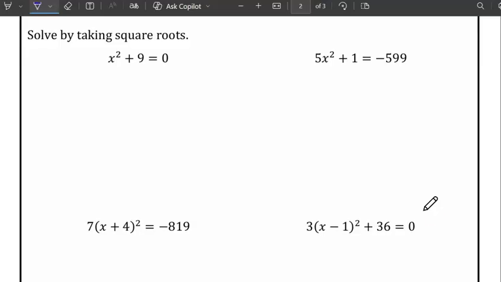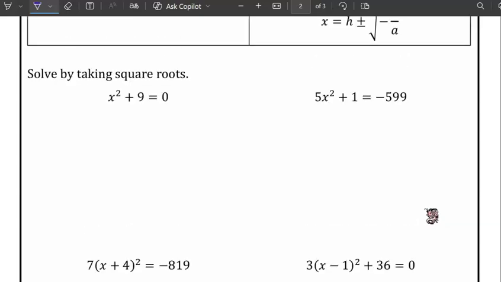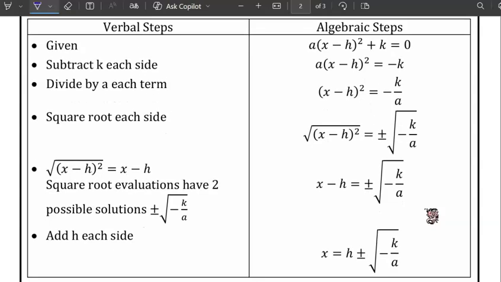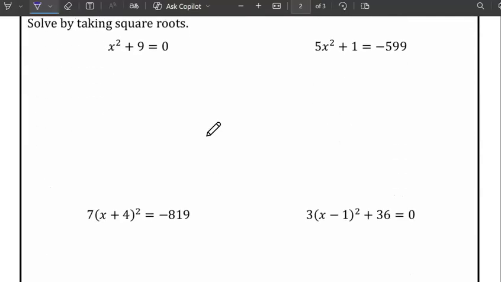Let's look at these examples. Solve by taking square roots. We have x squared plus 9 equals 0. In this case, it looks like we only have a k. There's no h or a. So we're going to subtract that 9 from each side.